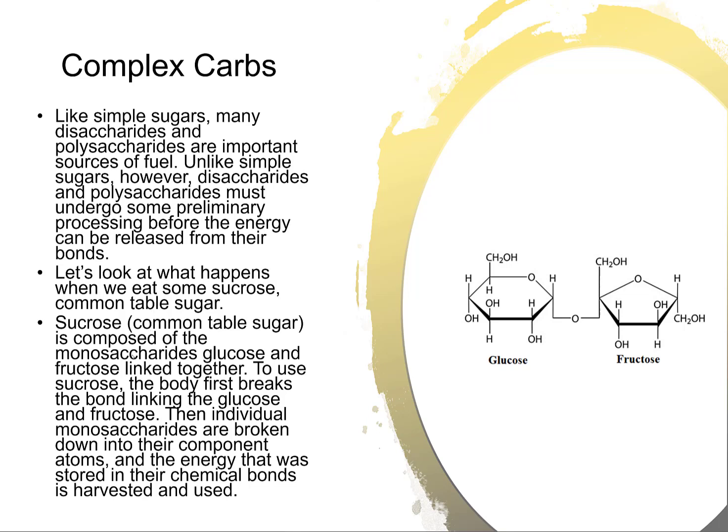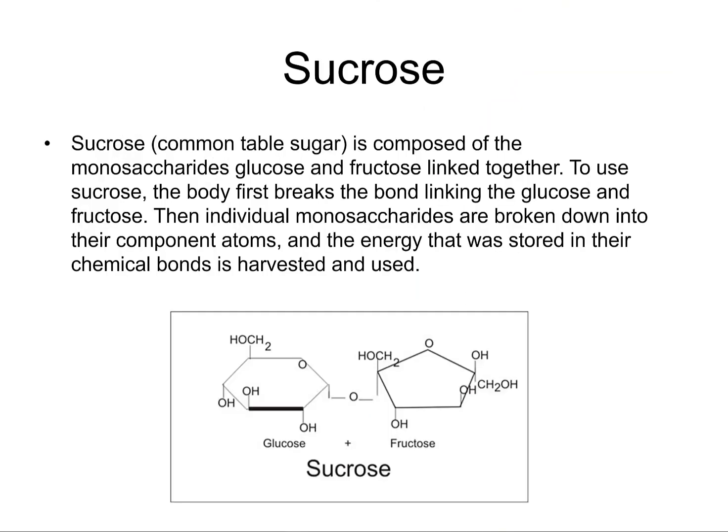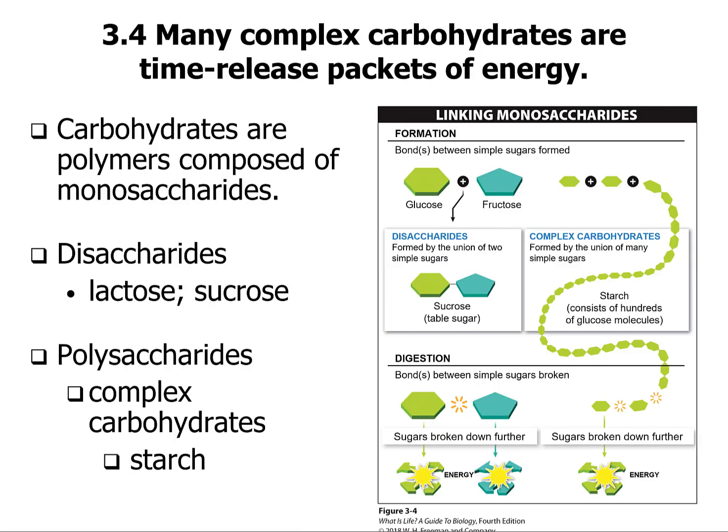And sucrose, common table sugar, is composed of the monosaccharides glucose and fructose linked together. To use sucrose, the body must first break the links between the two, to get glucose and fructose free. And then once they are free, we can utilize the chemical energy as a result. So sucrose, being the common table sugar, has glucose and fructose, as I mentioned, and then breaking this bond here releases them. So it takes a little bit of energy, but we get a whole lot more energy out of the chemical bonds within the glucose to make ATP. And again, we'll be talking about that.